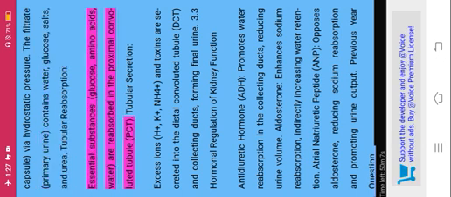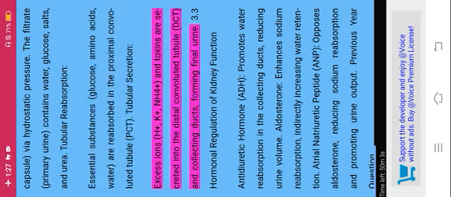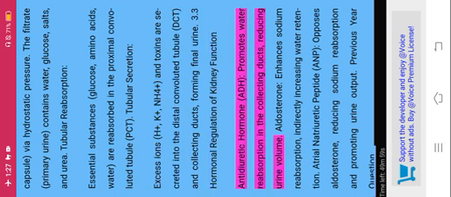Tubular reabsorption. Essential substances: glucose, amino acids, water, are reabsorbed in the proximal convoluted tubule (PCT). Tubular secretion. Excess ions H+, K+, and NH4+, and toxins are secreted into the distal convoluted tubule (DCT) and collecting ducts, forming final urine. 3.3 Hormonal regulation of kidney function.